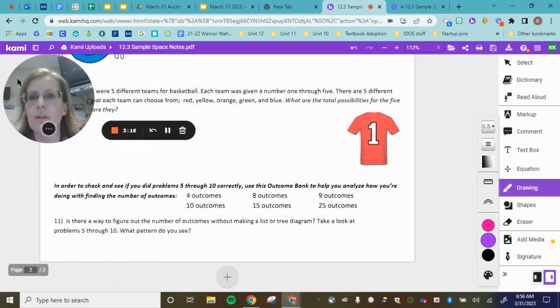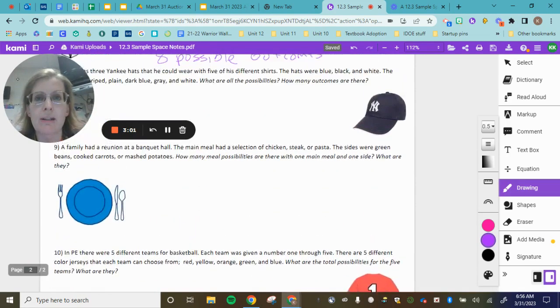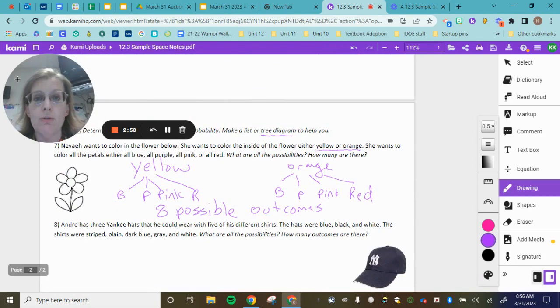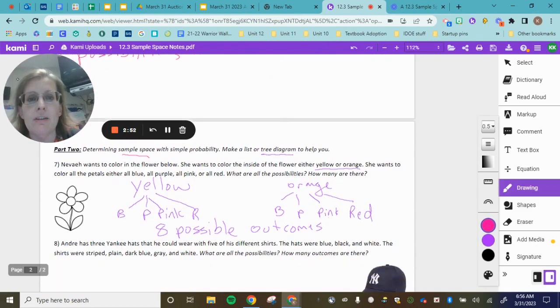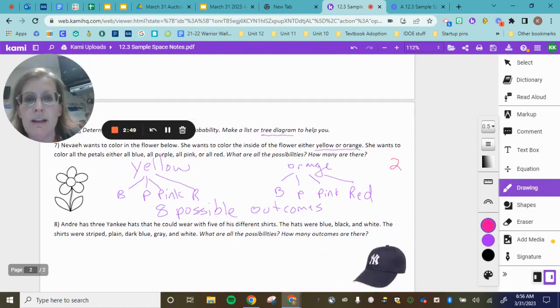And at the very bottom, we're looking, is there a shortcut that we can use? So question 11, is there a way to figure out the number of outcomes without making a list or a tree diagram? Do you see any of the patterns that you could use? Like how many has to do with how many choices. So there's 2 choices for the first one here. So I'm looking back at number 7. There are 2 choices for the inside and 4 choices for the petals. So it could be yellow and orange, 2 choices. It could be blue, purple, pink, red, 4 choices. To get 8, we could multiply those together.